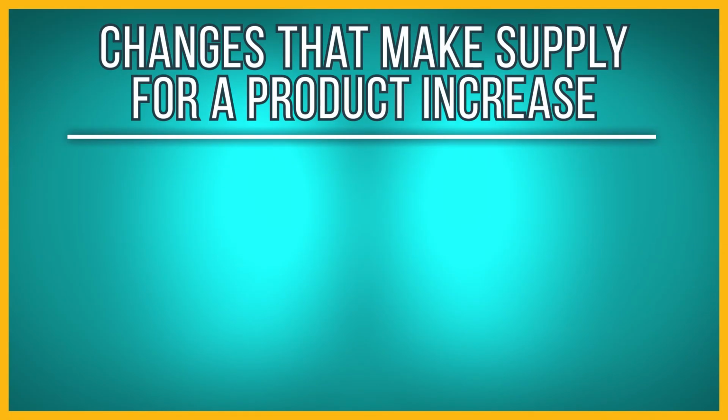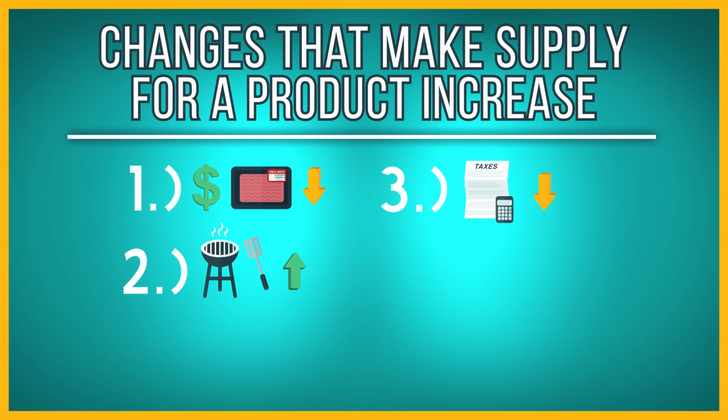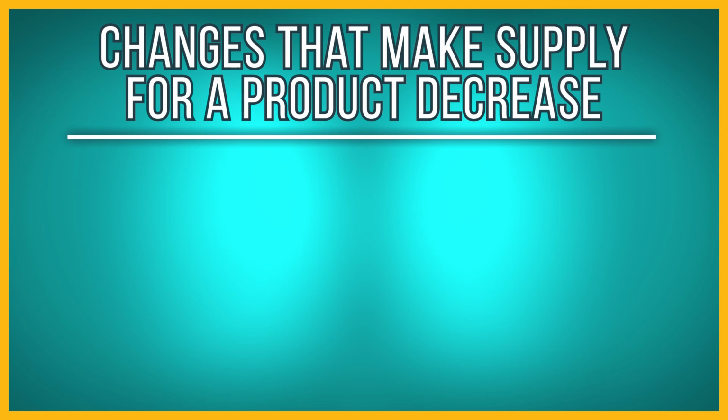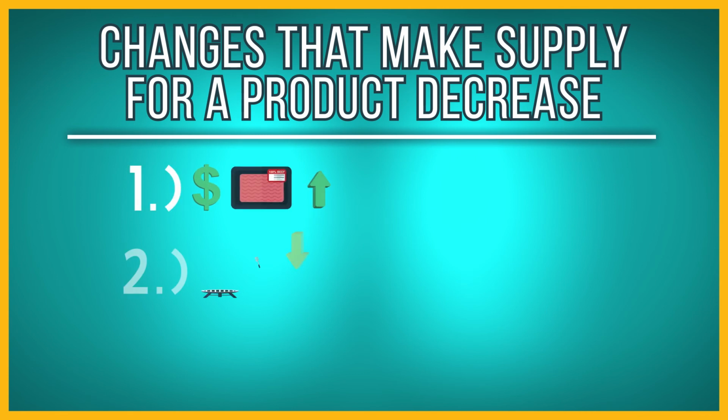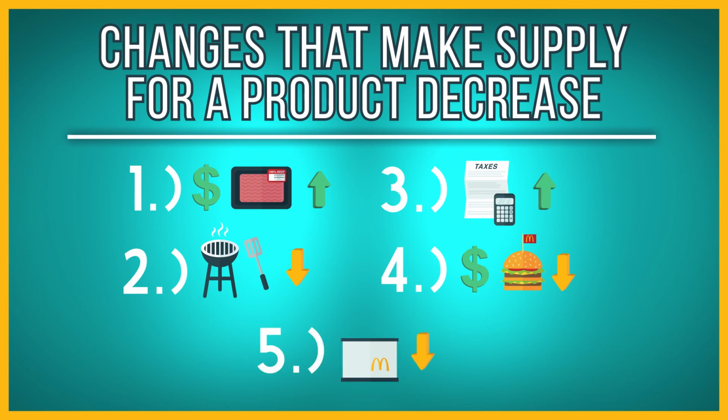Here are changes that tend to make the supply for a product increase. The price of an input decreases, technology improves, taxes on producers decrease, producers expect the price of the good to increase in the future, and the number of producers increases. Here are changes that tend to make the supply for a product decrease. The price of an input increases, technology deteriorates, perhaps due to regulation that restricts the use of current technology, taxes on producers increase, producers expect the price of the good to decrease in the future, and the number of producers decreases.